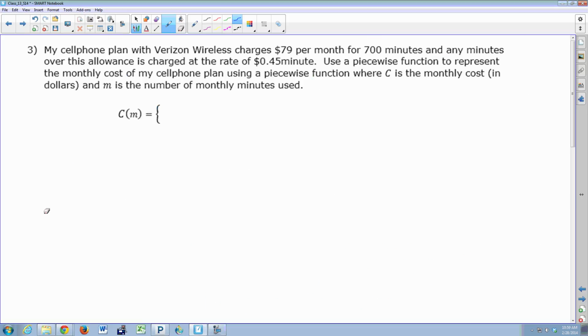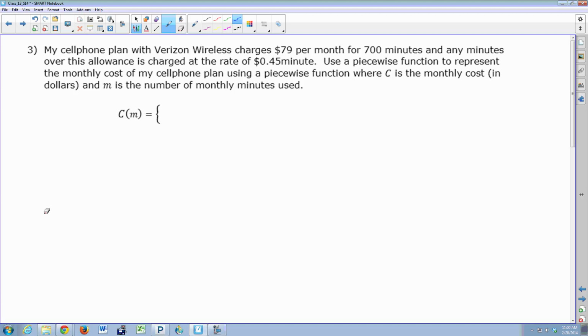All right, so this is a true story. Well, until this month, last month, I never went over my 700 minutes. But this is what my plan charges. I have 700 minutes on my Verizon wireless plan, $79 a month for 700 minutes.